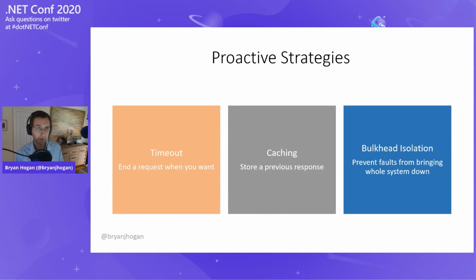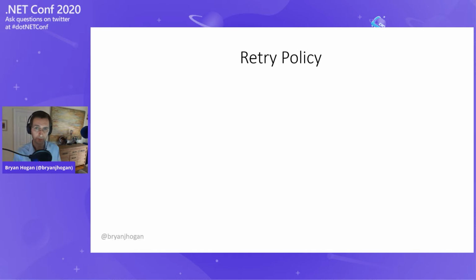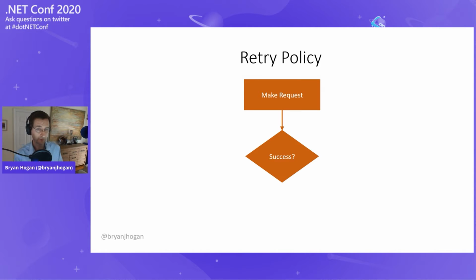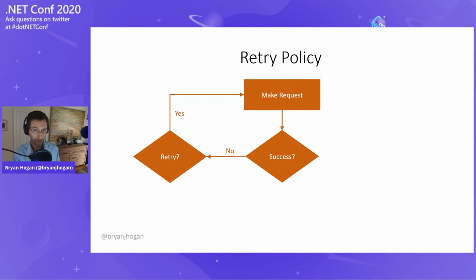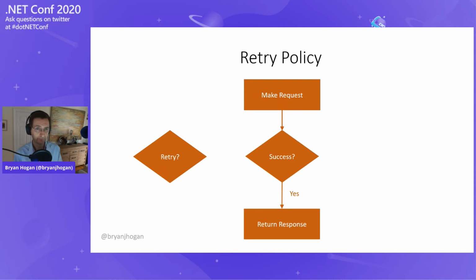To give you an idea of where Polly sits and how it works when it's interacting with a request, I'm going to go through the example of a retry policy. You make a request, Polly checks if it was a success. If it wasn't, Polly checks whether or not it should perform a retry. If it should perform the retry, it will make that request again. Polly will then check again if it was a success. If it was, it will return you the response, the HTTP response that you would normally expect.